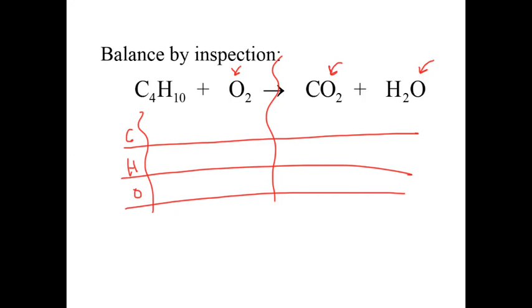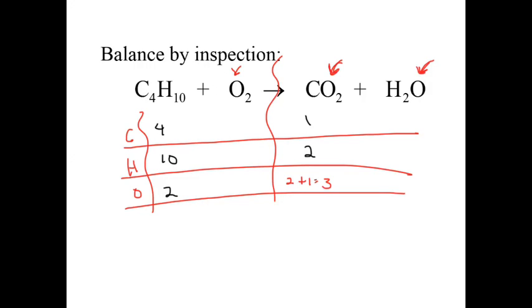So it looks like right off the bat we have 4 carbons and we have 10 hydrogens and we have 2 oxygens if we go with stoichiometric coefficients of 1. With regard to carbon on the product side, we have 1 carbon. For hydrogens, we have 2 hydrogens. Here's where you need to be careful. Notice if we go with coefficients of 1 and 1 over here, we have the number of oxygens, 2 plus 1. We have 3 oxygens. So we have to count oxygens in both the carbon dioxide and the water.